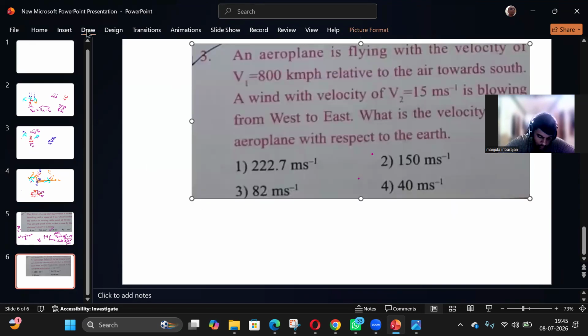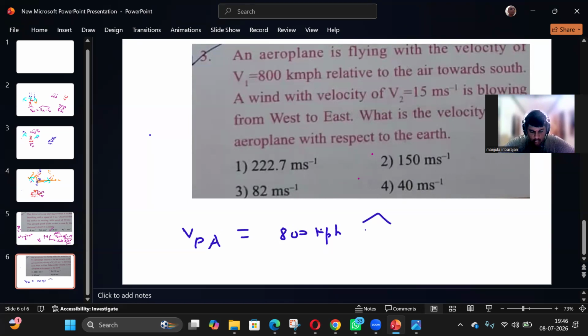First, you have to figure out what is given. Velocity of the aeroplane. Okay, the aeroplane we will denote as P. P is the aeroplane. So the velocity of the aeroplane P with respect to air is 800 kilometers per hour towards south. So the direction is south. Okay, this is the relative velocity.